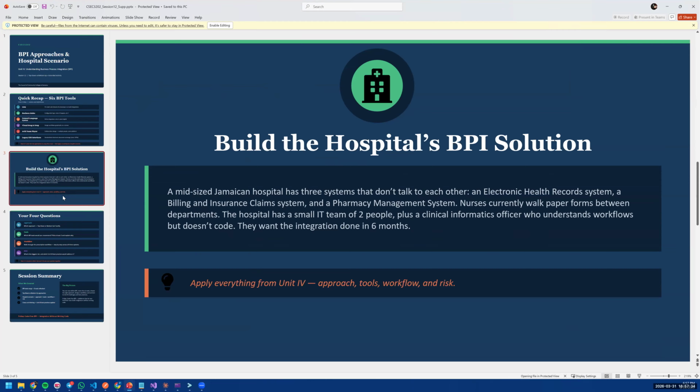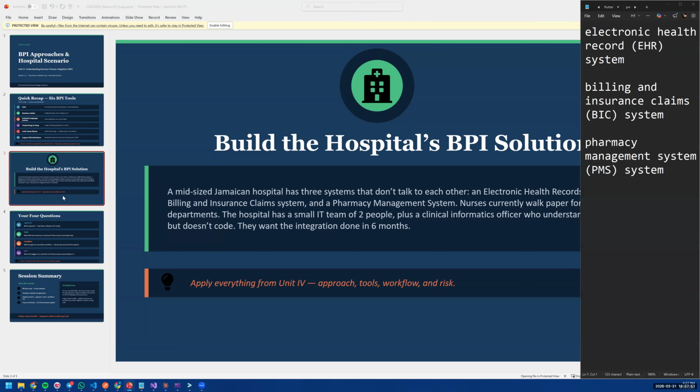Okay, let's take a look at another scenario. We have a mid-sized Jamaican hospital that has three systems that don't currently talk to each other. Okay, I just realized we're looking back at the same scenario that we did from last week. It is the electronic health record system, the billing and insurance claim system, and the pharmacy management system.